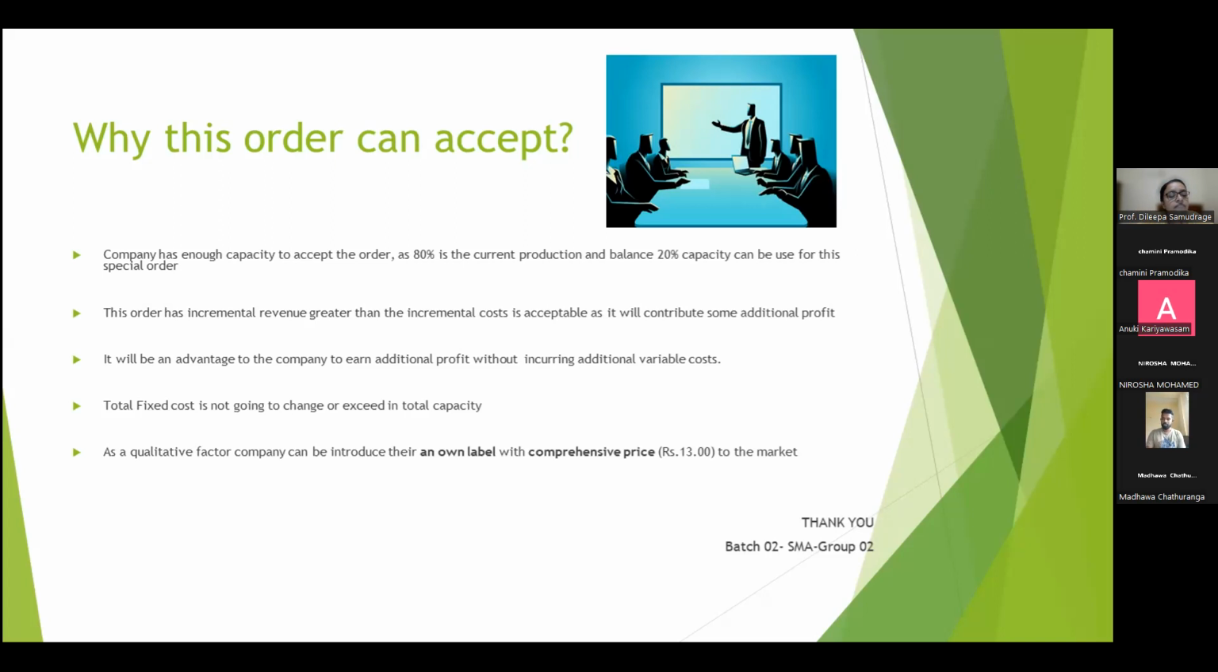The second point, as I explained, is that the company is generating incremental revenue higher than the incremental cost. So it is additional income for the company, and the company can accept the order. As I explained, fixed cost remains unchanged, which means it does not exceed the present capacity. Finally, we consider qualitative factors as well. This is going as their own label product.